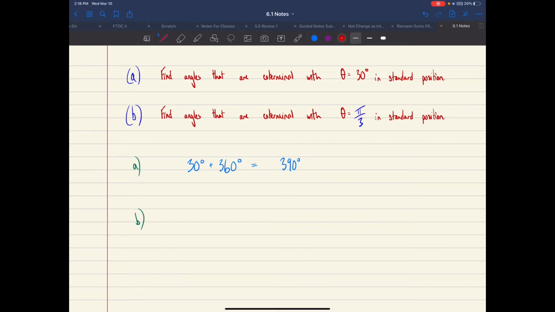For the next one, it says find angles that are coterminal with theta equals pi over 3 in standard position. This is similar, except we add or subtract multiples of 2 pi. Pi over 3 plus 2 pi, converting the fraction, is 6 pi over 3. So an angle coterminal with pi over 3 would be 7 pi over 3. We're just adding and subtracting multiples of 2 pi or 360.